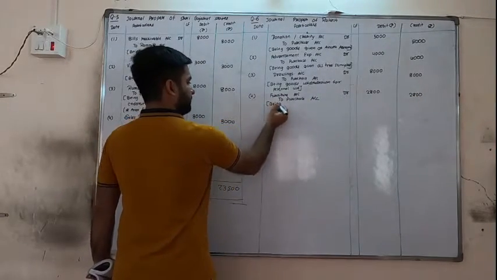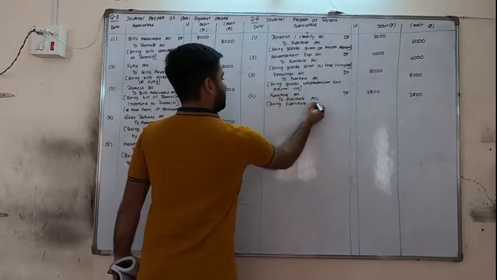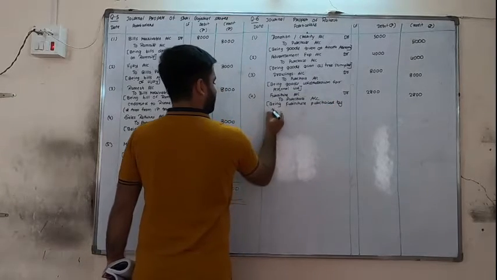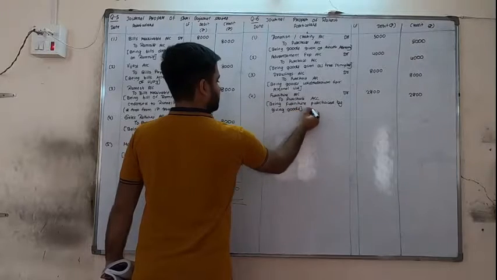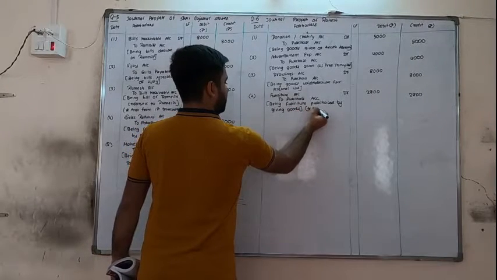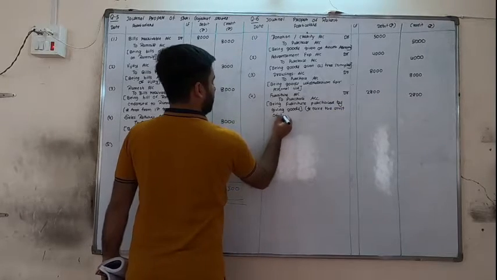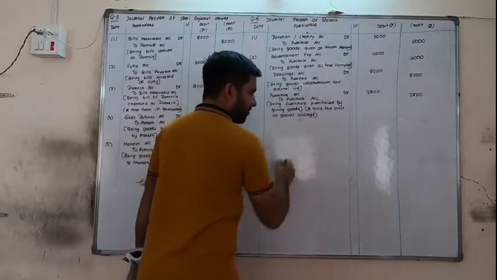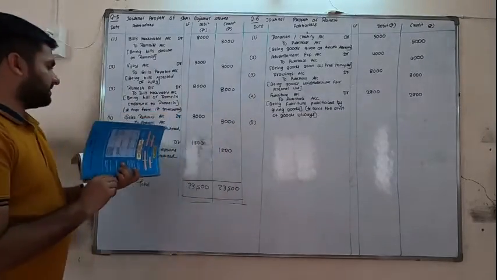Being furniture purchased by giving goods, and in bracket take the amount of goods always. Whether it is more or less, always we should take the amounts of goods only, remember.